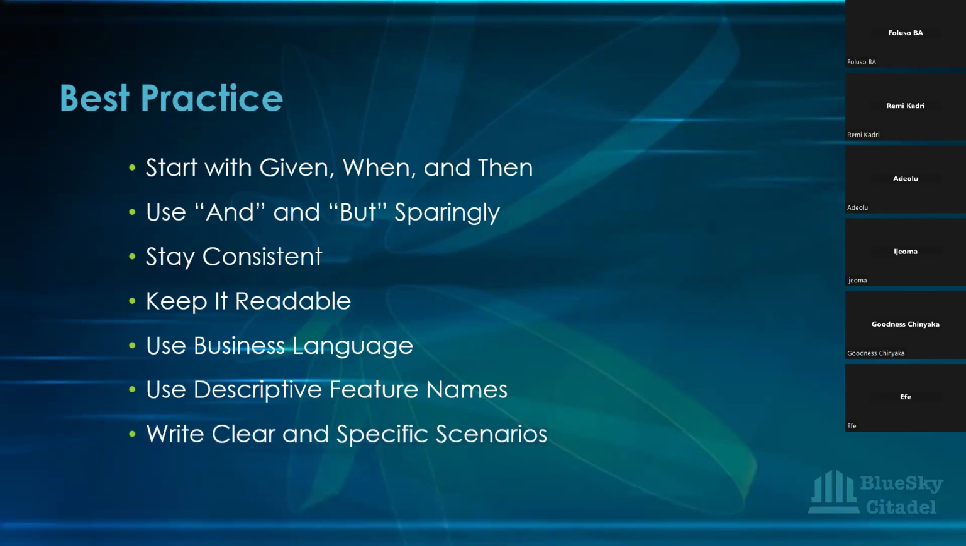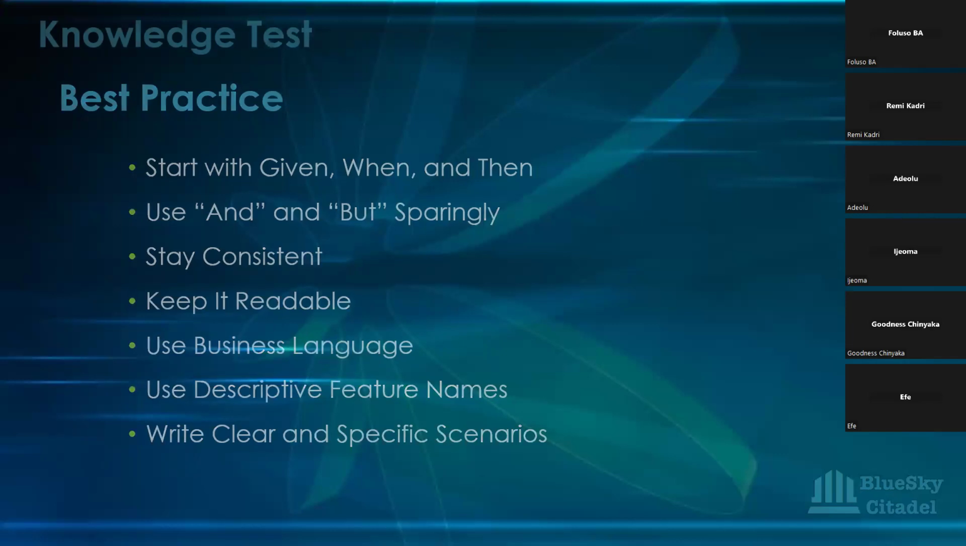And write clear and specific scenarios. Scenarios should be specific and concise, focusing on one aspect of a feature. Use concrete examples to illustrate expected behavior. So yeah, these are a few best practices to adhere to when you're writing your Gherkin.